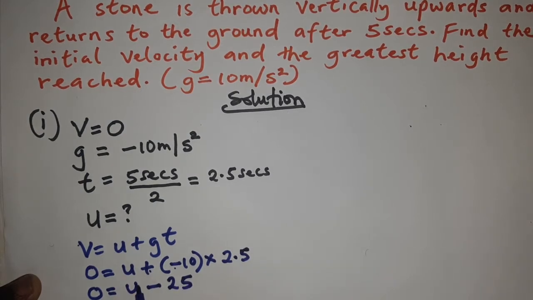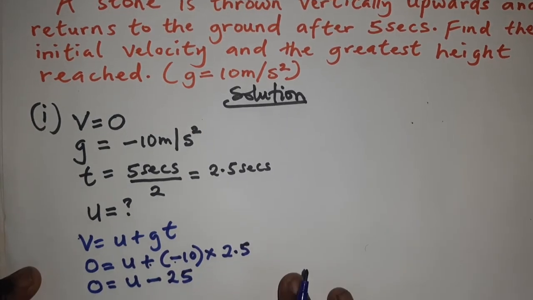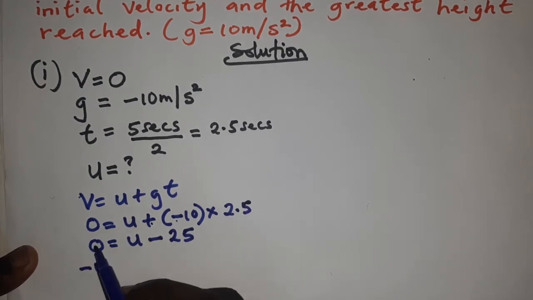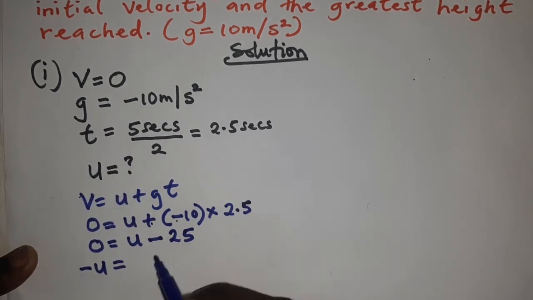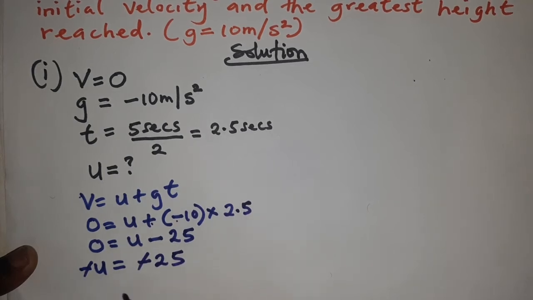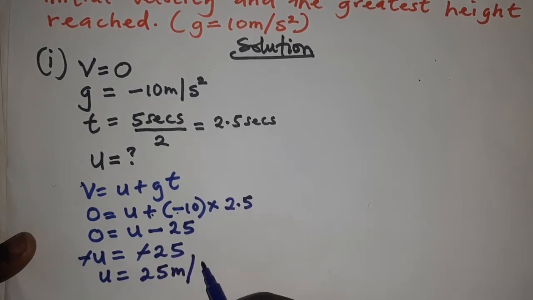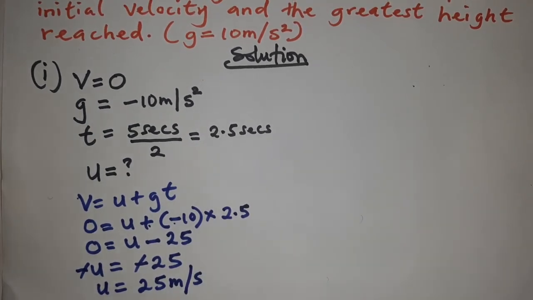So we now say 0 equals u plus times minus, then 10 times 2.5 is 25. Then if you bring the u over to the left hand side, the plus sign in front of the u becomes minus. We now have minus u. Of course, we know 0 is nothing, so that one goes, equals remaining the minus 25, and we know minus cancels out minus. Then we now have u equals 25 meters per second for our initial velocity.